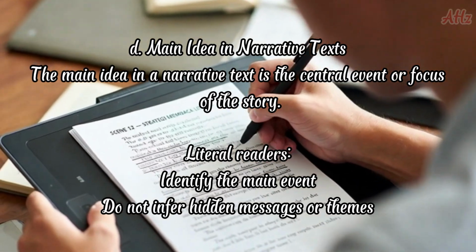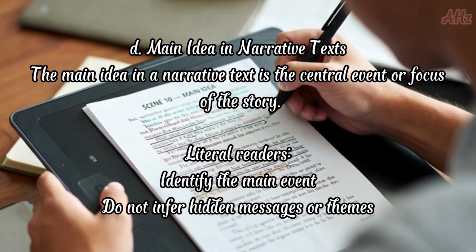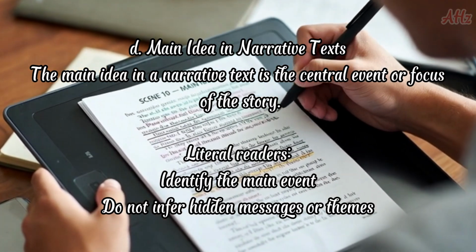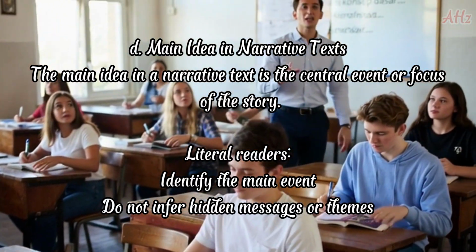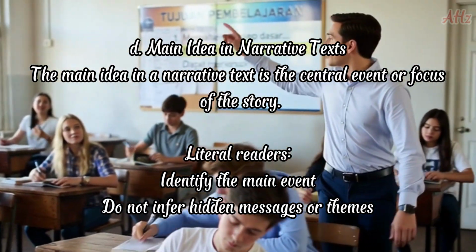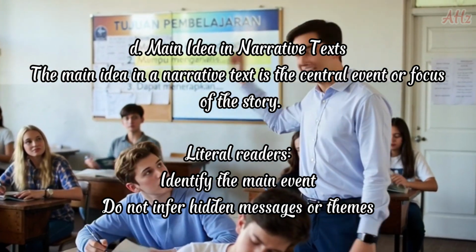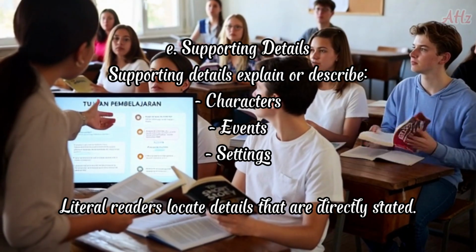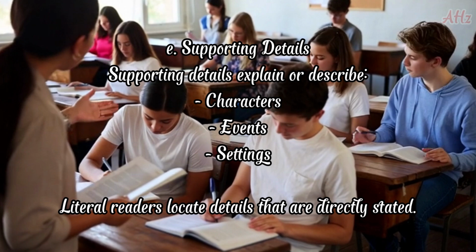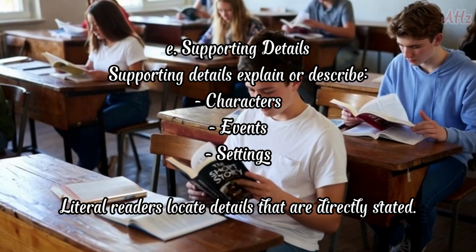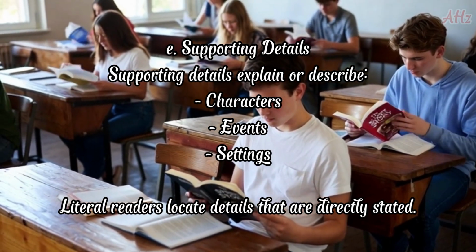Main idea in narrative texts. The main idea in a narrative text is the central event or focus of the story. Literal readers identify the main event. Do not infer hidden messages or themes. E. Supporting details. Supporting details explain or describe characters, events, settings. Literal readers locate details that are directly stated.